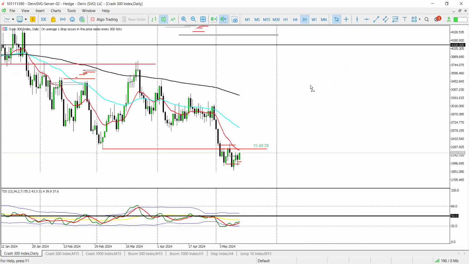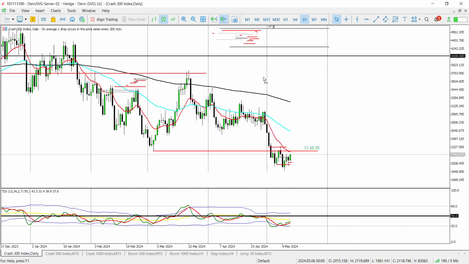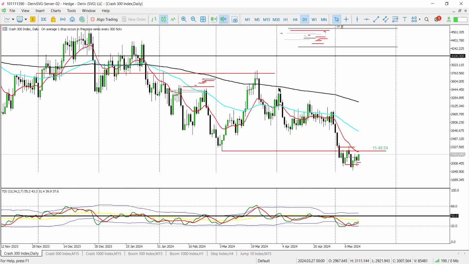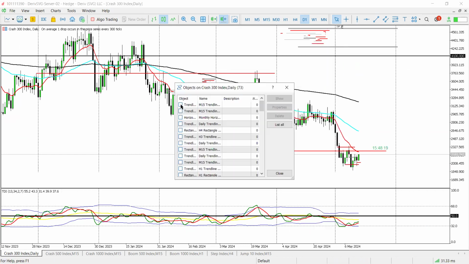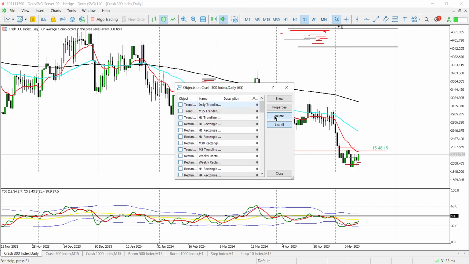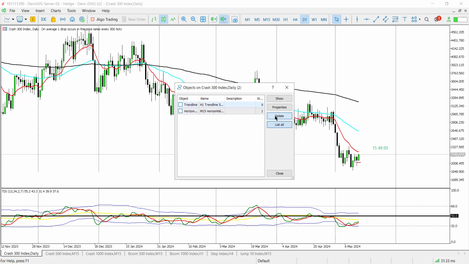All right, so to get started, we are going to start with C300. Let's see, we're going to clear the charts. Just going to remove all these markings. Right, there we go, clean chart.